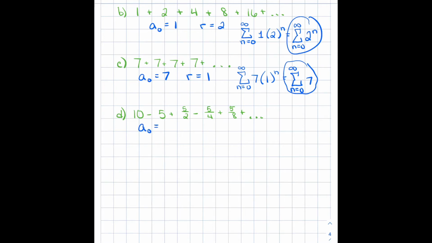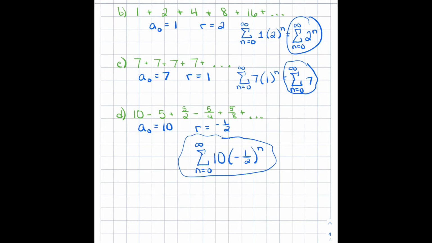Okay, now this next one, my first term is 10. Looks like I'm multiplying by negative 1/2 each time. Okay, in summation notation, n equals 0 to infinity, 10 times negative 1/2 to the n power. All kinds of ways to rewrite that one, not important right now. It's good enough for right now. All right, so that's an introduction to a geometric series.